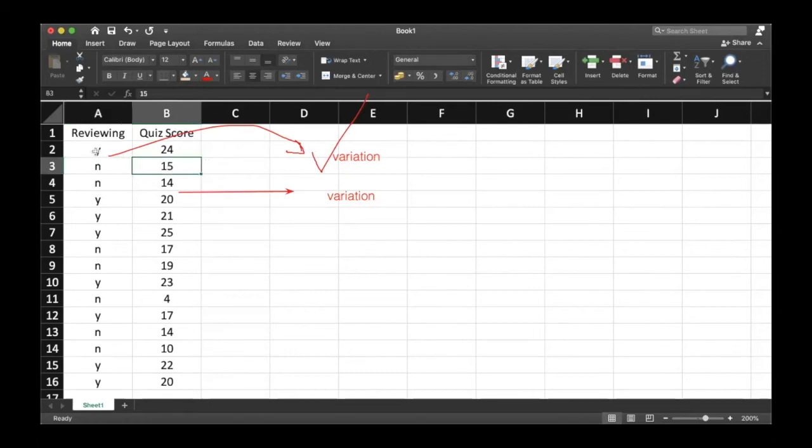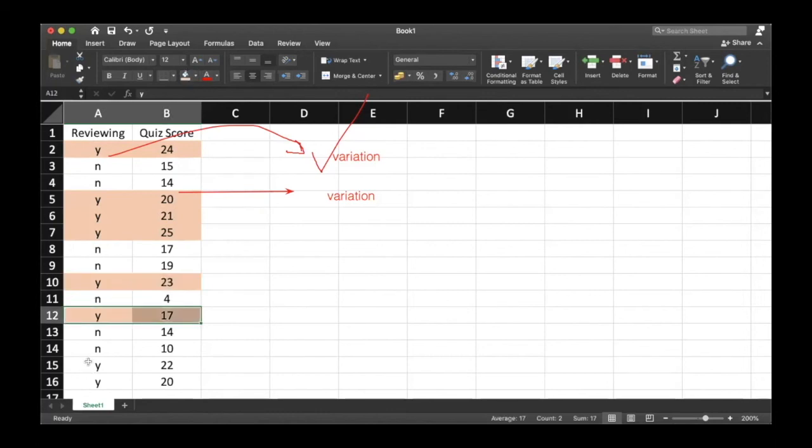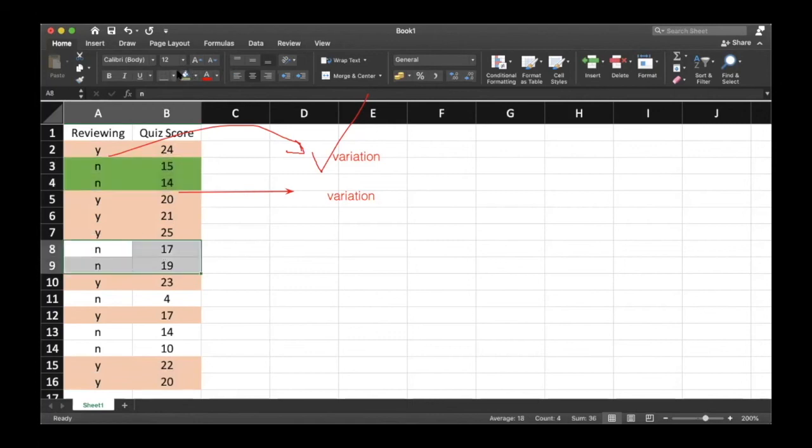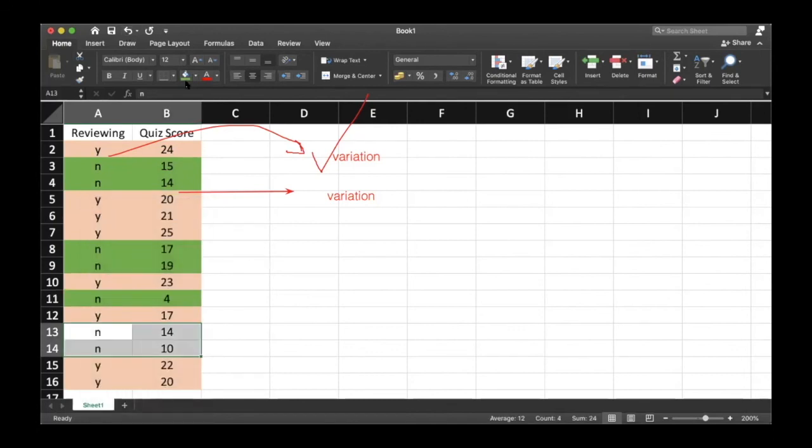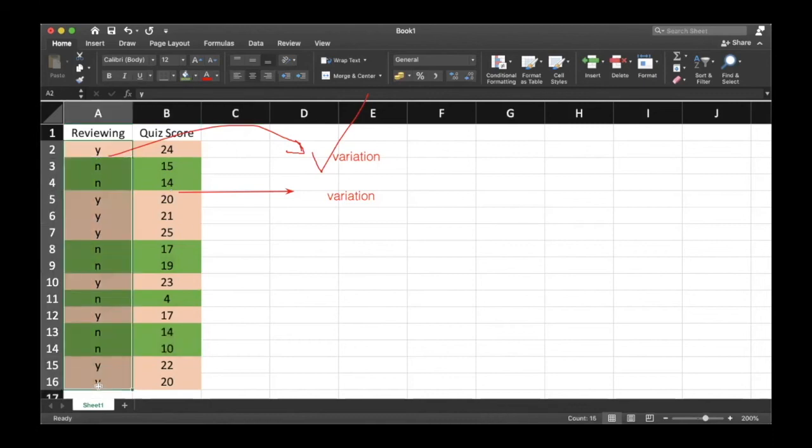And if we try to look at, let's highlight all those who reviewed and take a look at their scores. So most of them, 20, there's one 17, versus those who did not review, we will notice that their scores compared to those who reviewed are comparatively a bit lower, right? So we will notice that the way this varies seems to coincide, seems to go along the way these variations also vary. And when you have two variations that seem to vary together, what do we call that?